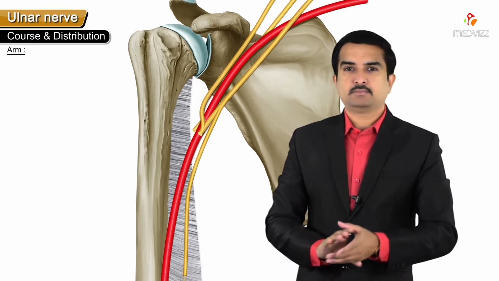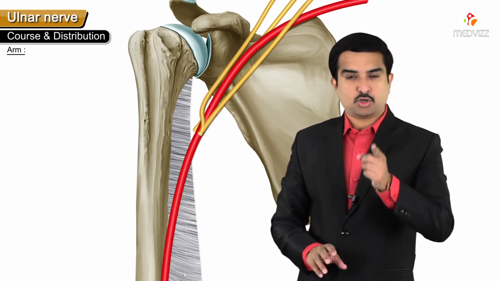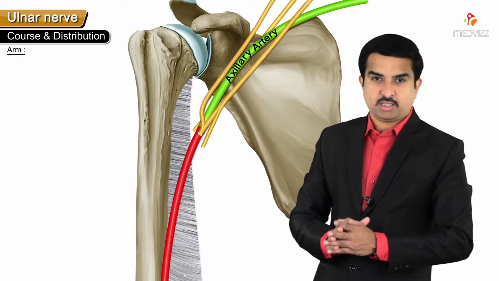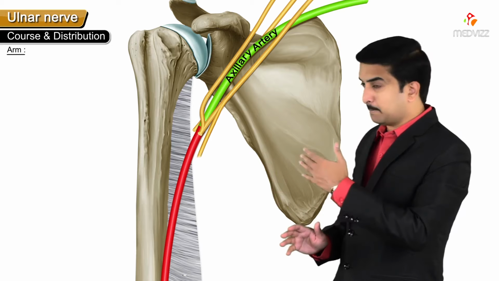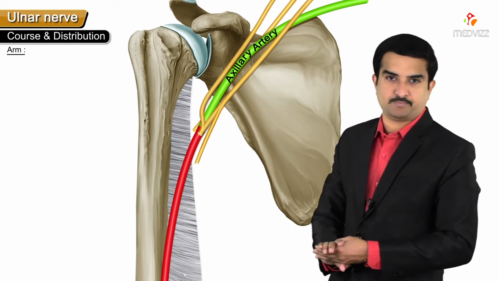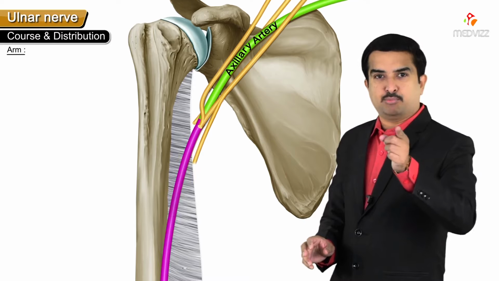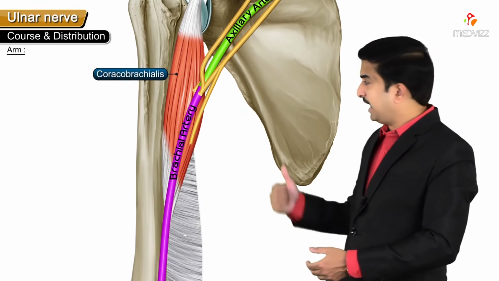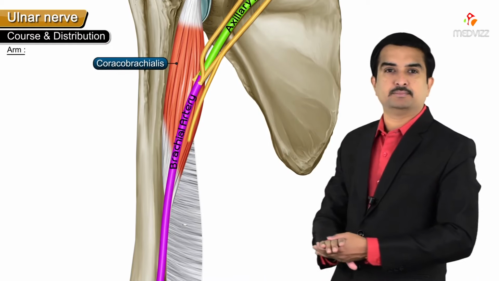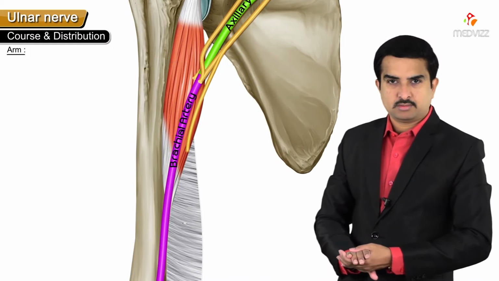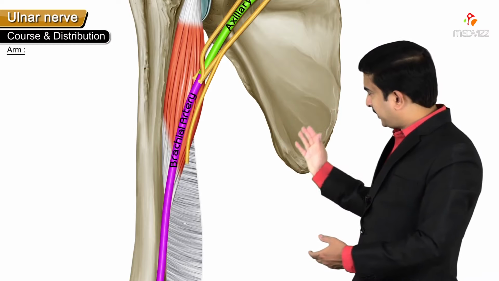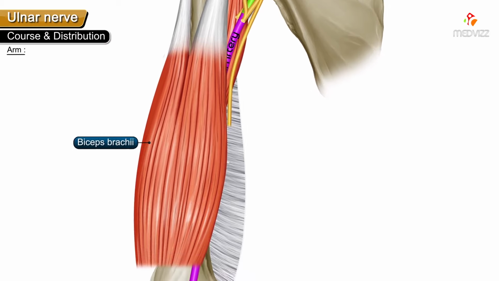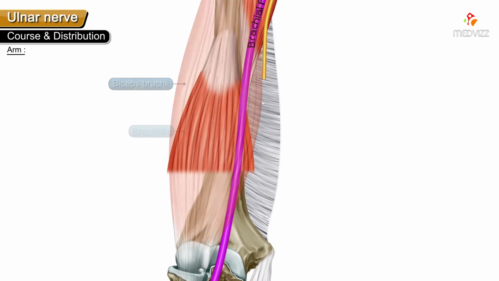In the arm, the ulnar nerve runs medial to the axillary artery. We can see here very clearly, it runs medial to the axillary artery, and subsequently the brachial artery, on the coracobrachialis muscle in the anterior compartment of the arm. And it descends along the medial aspect of the arm, that is medial to the biceps brachii and medial to the brachialis muscle.